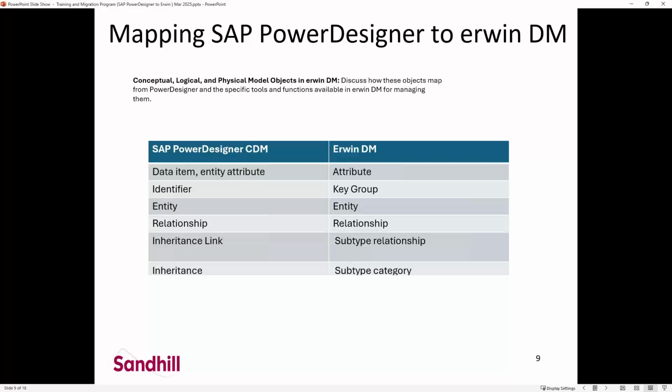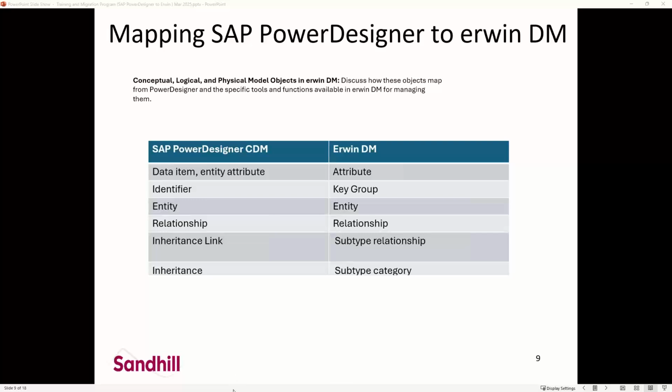PowerDesigner has this thing called an identifier, which is simply saying it's not currently a primary key, it's not an alternate key, it's not a candidate key, it's just an identifier. And you can later on define how you want to use it, so that's why they call them identifiers. Erwin just has something called a key group. So all your identifiers, whether you've set them up to be primary, alternate, or just candidates, will go to the key group. Entity and relationships map one-to-one, so no issues there.